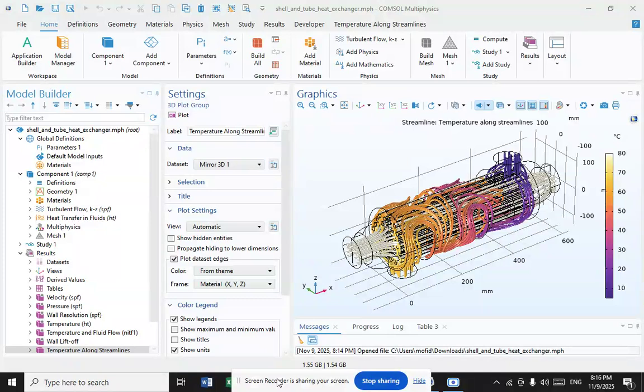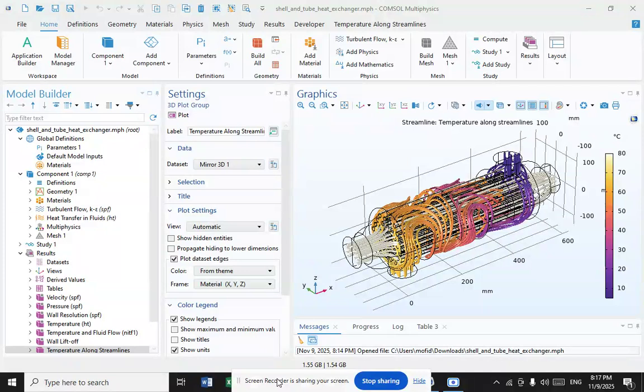And how does it work? A hot fluid flows through one part of the exchanger while a cold fluid flows through another. Heat is transferred from the hot fluid to the cold fluid through a conductive material that separates them. This process causes the hot fluid to cool down and the cold fluid to heat up. And the heat transfer happens through a combination of conduction and convection.